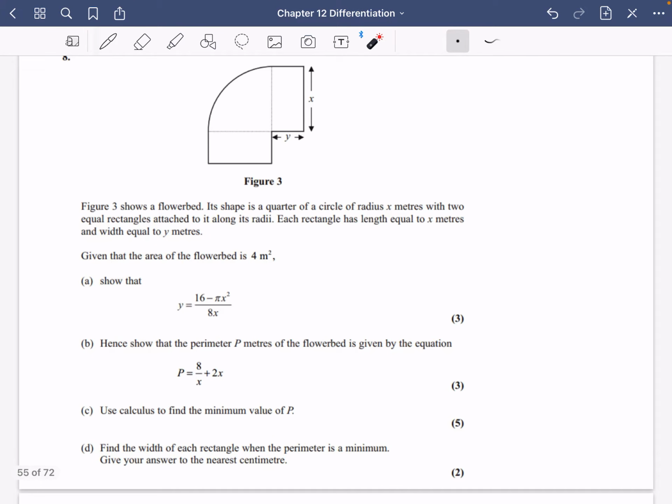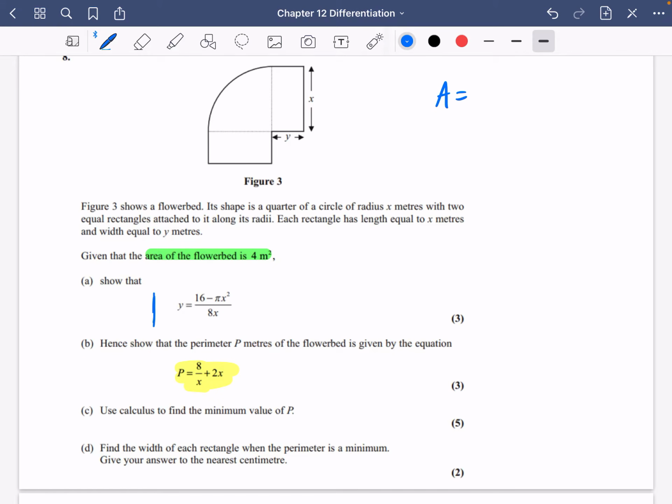Figure 3 shows a flower bed. Its shape is a quarter of a circle of radius x with 2 equal rectangles attached to it along its radii. Each rectangle has length equal to x metres and width equal to y metres, given that the area of the flower bed is 4 metres squared. So this is the constraint that we've got here. And then we're going to try and find out what the perimeter of it is later on. And that's going to be the bit we're going to be differentiating. So they've kind of structured this question here. They've actually asked you to find out what y is equal to in the first part. So let's figure out what the area is.